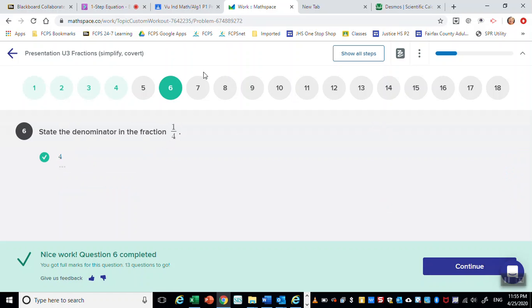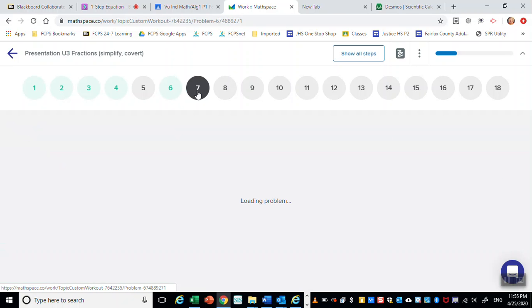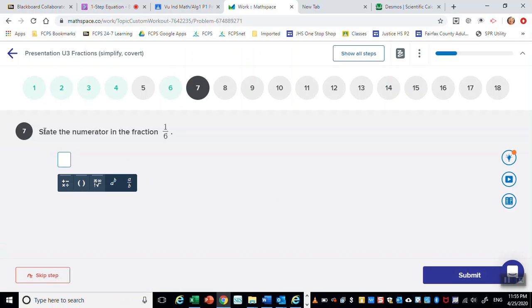And then question 7. State the numerator. Numerator, again, the fraction has the top. The top is the numerator. And this one, the top is 1. So that is the numerator of the fraction.